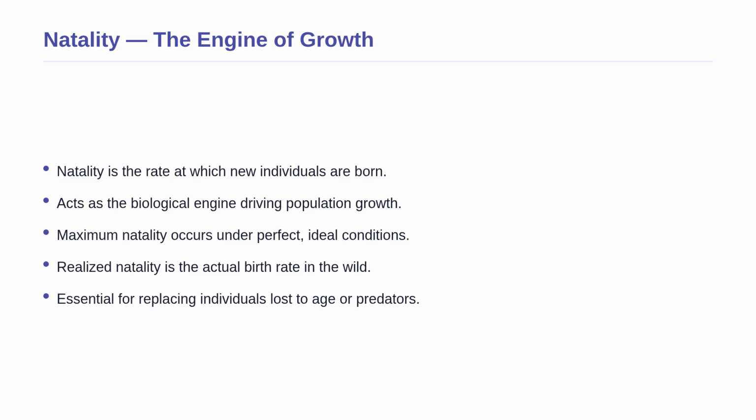Ecologists look at maximum natality, which is the theoretical limit of births under absolutely perfect conditions, with unlimited food and no predators. However, the real world is harsh, so we usually measure realized natality, which is the actual number of births that occur under current environmental pressures. Without a healthy rate of natality, a population simply cannot replace the individuals it loses, and it will eventually face extinction.